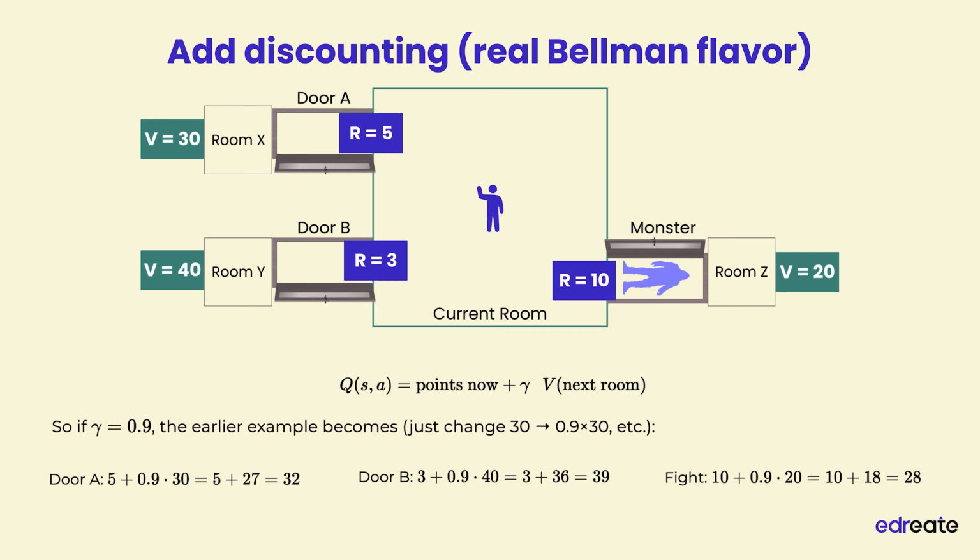And the value of the actions reduces a little. So for door A, it would be 32. Door B, it would be 39. And for fighting, it would be 28. But again, the value of the current room is the maximum, the best action we can take. So the best action remains going to door B.